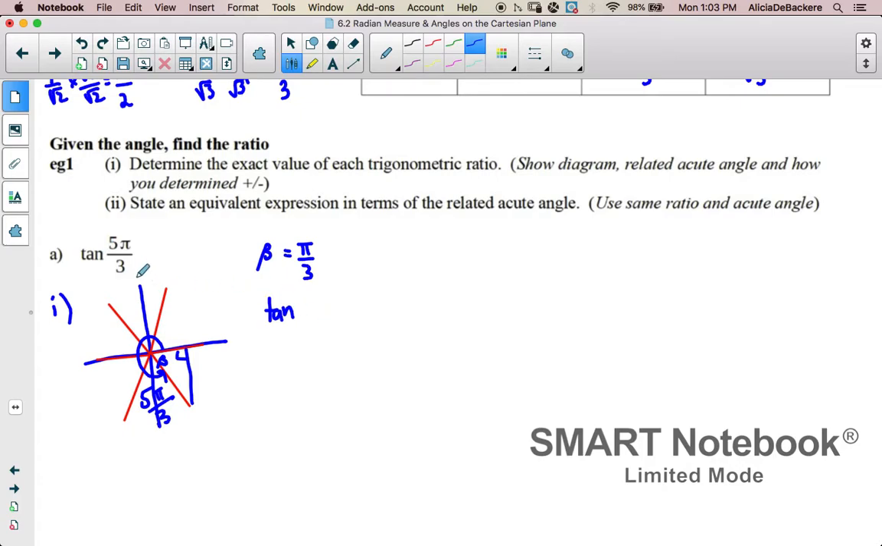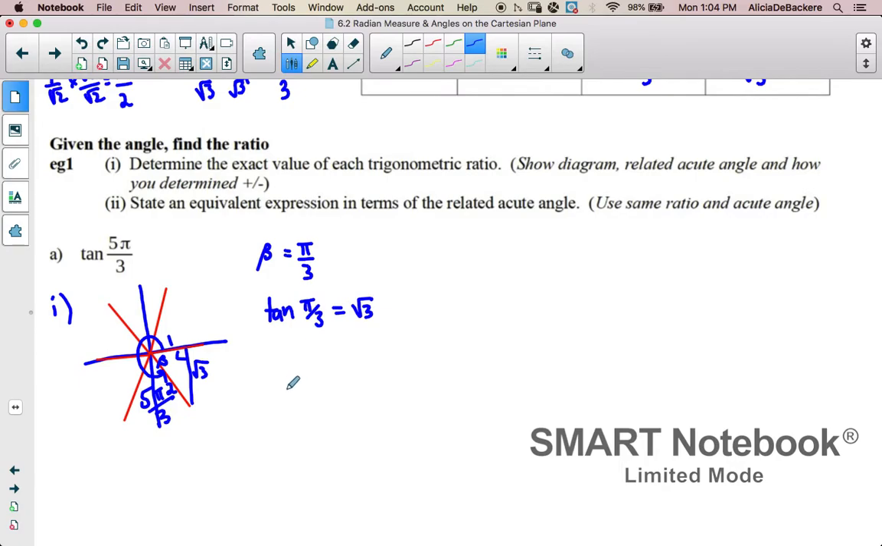So I'm going to use tan because that's what was given to me in the question, and I'm going to do tan of beta, so tan of pi by 3. And I'm going to figure this out using my special triangles. So I know that across from pi by 3, if I'm redrawing this triangle, I have root 3. And adjacent to pi by 3, I'm going to have 1, and then the hypotenuse is going to be 2. So I've got my side lengths there. I'm looking for tan, so I'm looking for the opposite over the adjacent. So I'm looking for root 3 over 1, or just root 3.